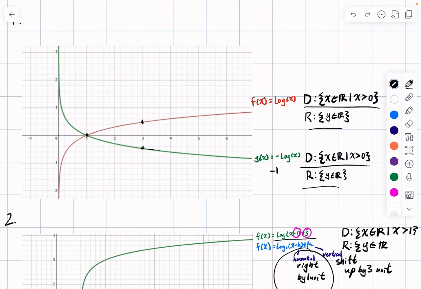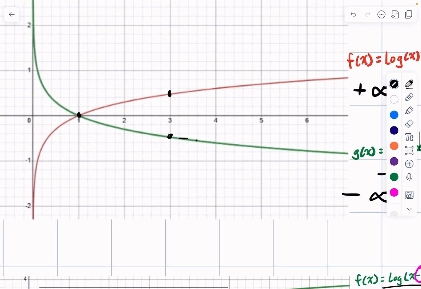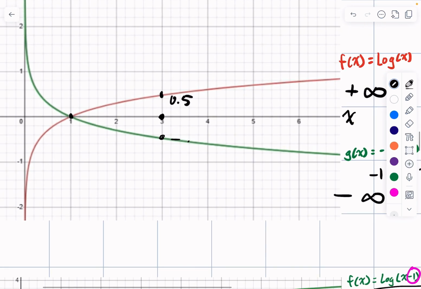But if you look at the end behavior, the original function is going to positive infinity, and the reflected one is going to negative infinity. And if you look at the 2 points over here, when x is equal to 3, for the original function, it is at around 0.5. When you look at the reflected function, it is at negative 0.5.